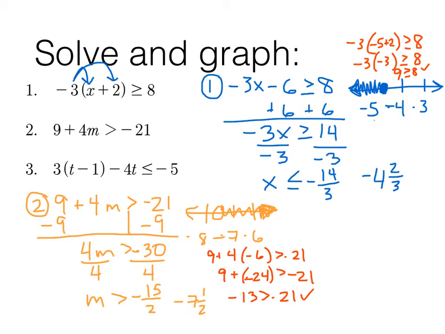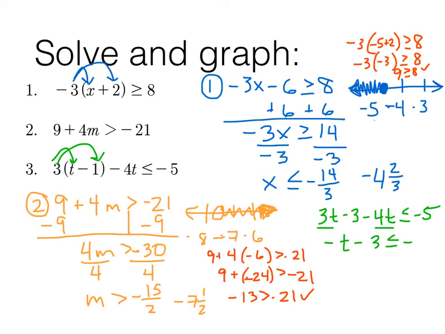Let's switch colors. Let's use some green on this one. So this time, we've got 3 times the quantity. We're going to distribute here. So I'm going to get 3t minus 3 minus 4t is less than or equal to -5. 3t minus 4t, combine like terms.